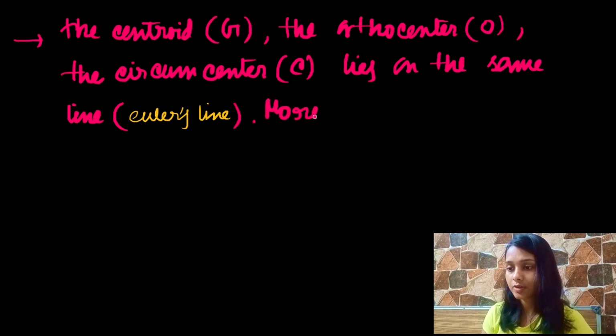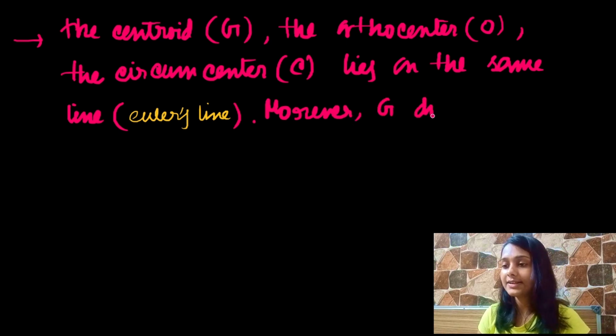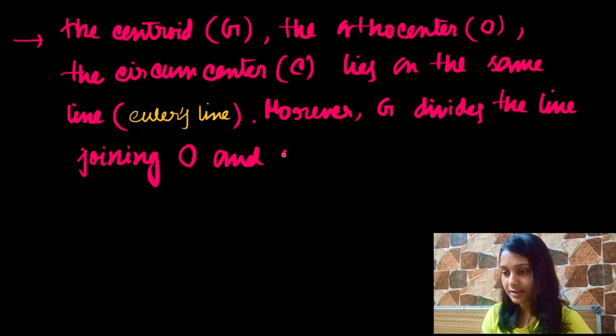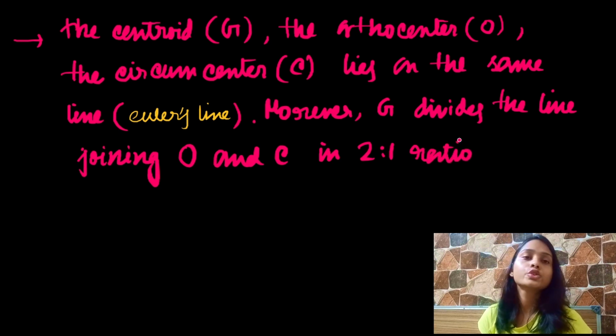Moreover, the important part is that G divides the line joining orthocenter and circumcenter in 2:1 ratio. So G divides the line joining orthocenter and circumcenter in 2:1 ratio.